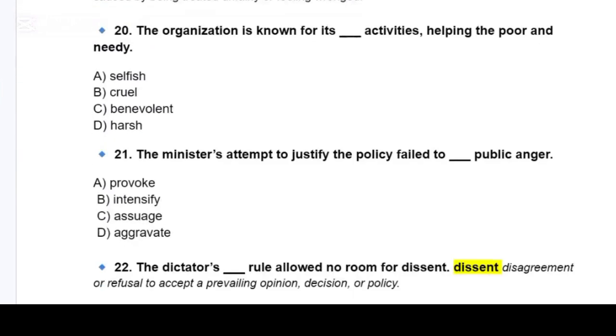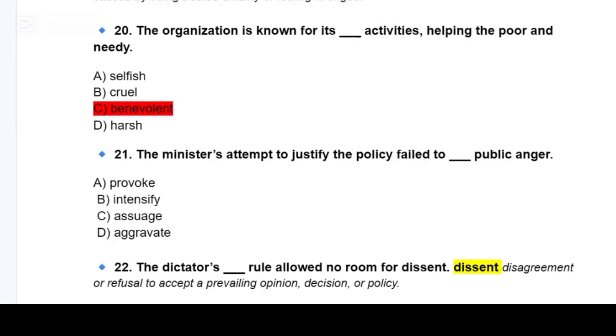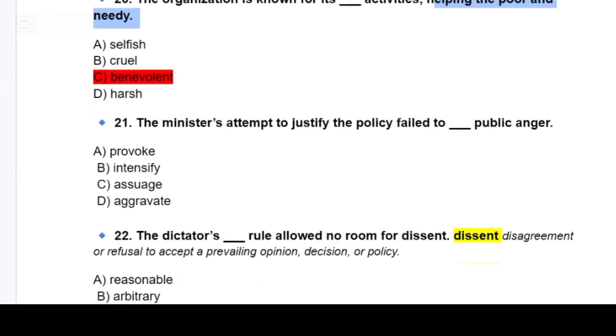The organization is known for its dash activities. The organization was showing what kind of activity? One that was helping the poor and needy. So the organization is known for selfish activities? No. Cruel activities? No. Benevolent? Harsh activities? No. So benevolent activities, because when you are benevolent, you are helping the needy and poor.